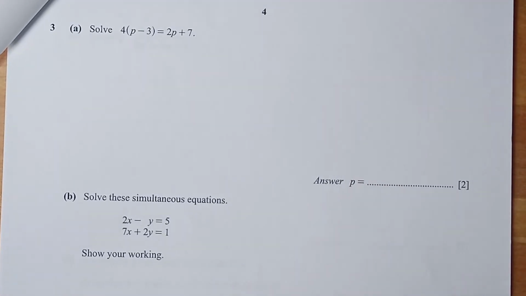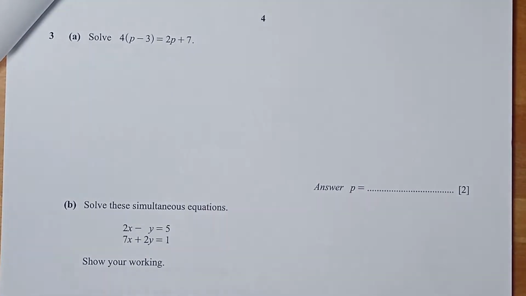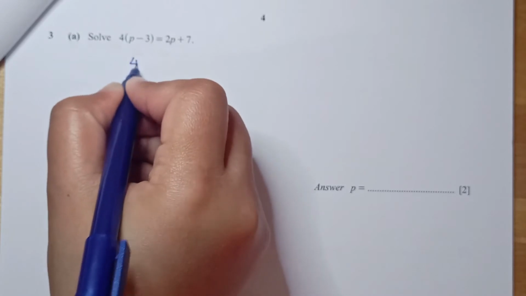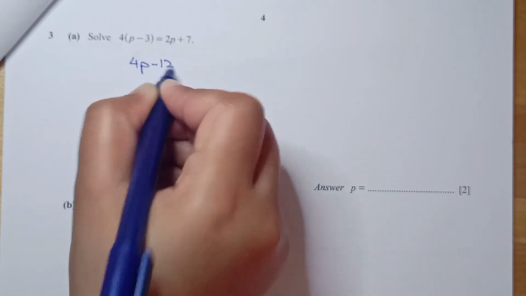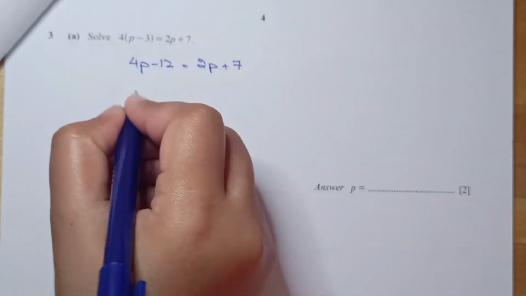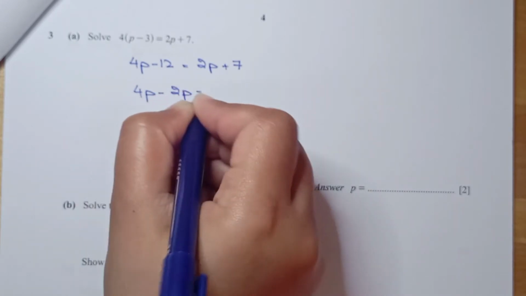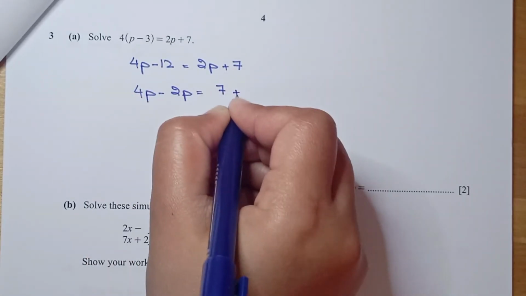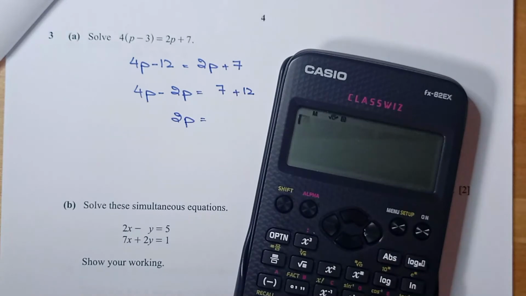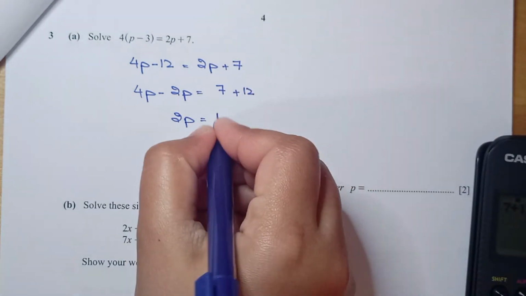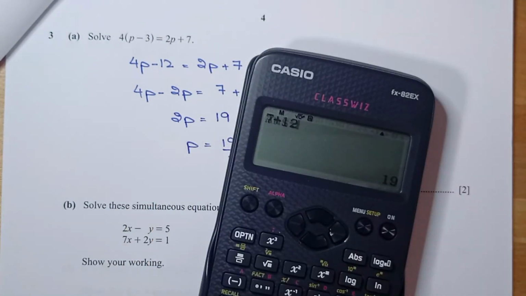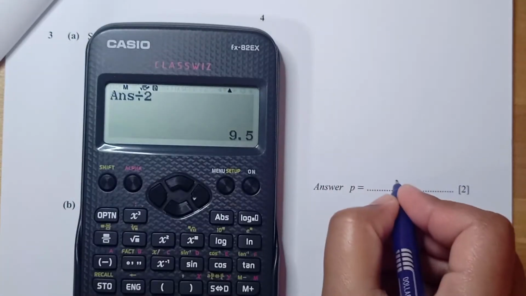Question number 3, in A part, we need to solve this equation and find the value of P. So 4 is going to multiply with P and with -3. So 4P minus 12, 4 times 3 is 12, equals 2P plus 7. And now shifting the P terms to the left, 4P minus 2P, and taking the constant terms to the right, so it would be positive 12. 4 minus 2 is 2P. And 7 plus 12 is equal to 19, and the value of P is 19 over 2, or we can write it in decimal form, that is 9.5.